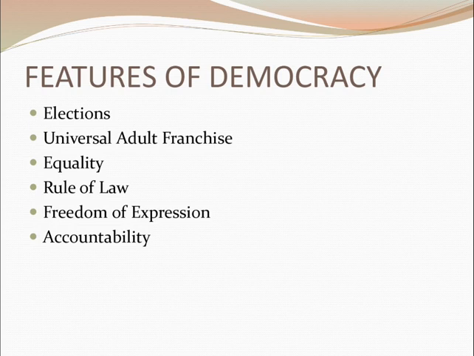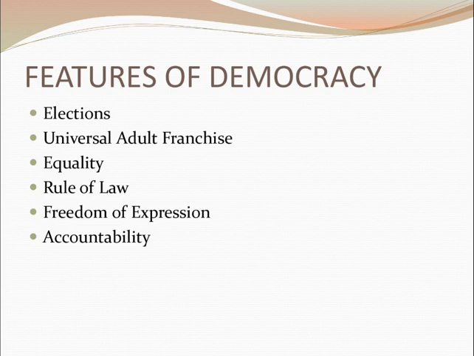Fourth important feature of democracy is rule by law. Here, no one is above the law. All the people are equal in the eyes of the law. Fifth important feature of democracy is freedom of expression. Here, people can express their own opinions freely without hurting the feelings of other people. Sixth important feature of democracy is accountability. Here, leaders are responsible to the people and they should obey the people.